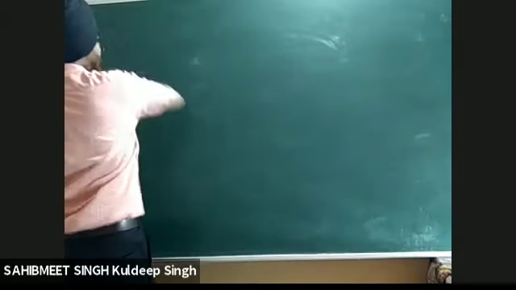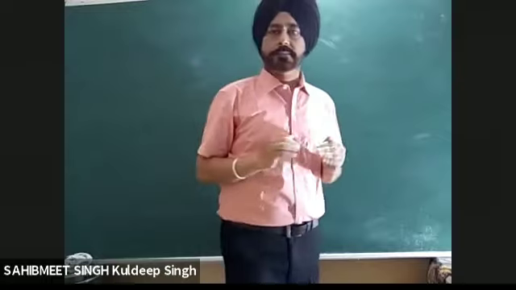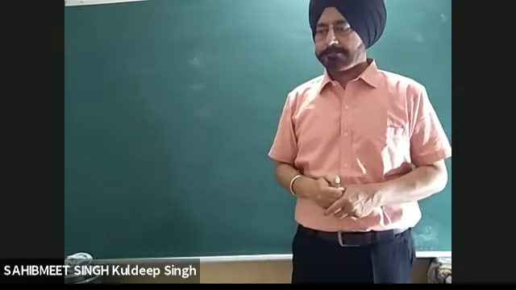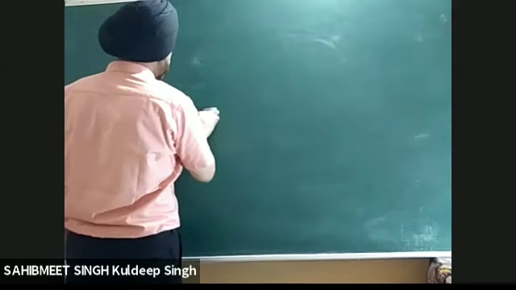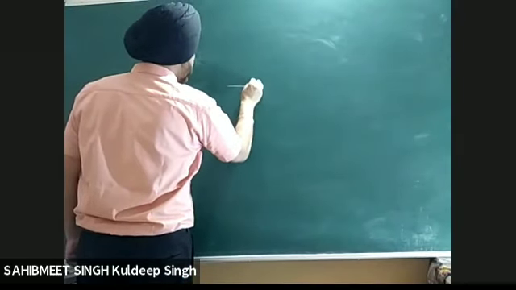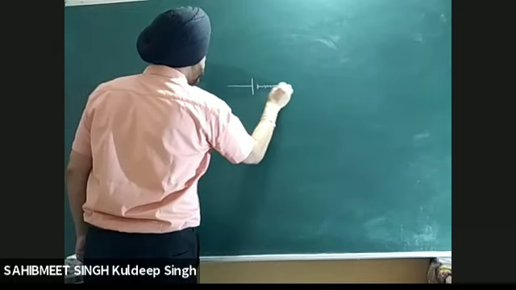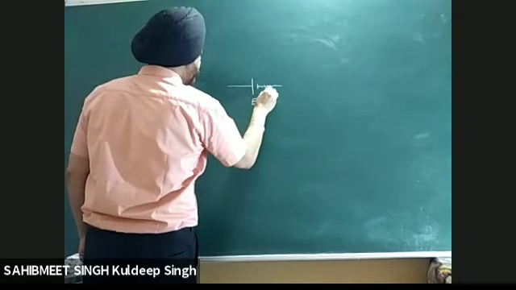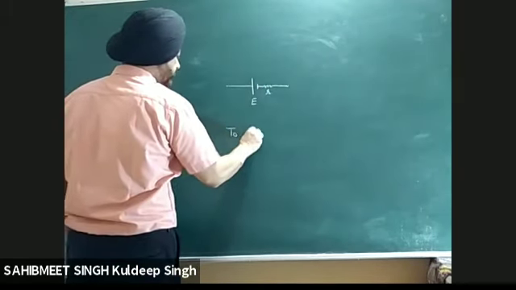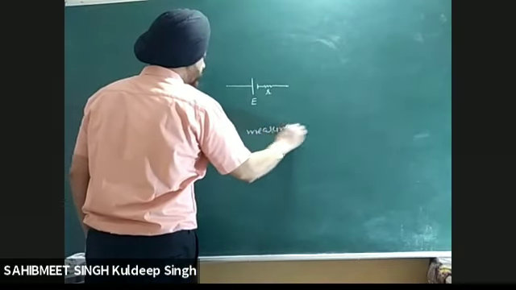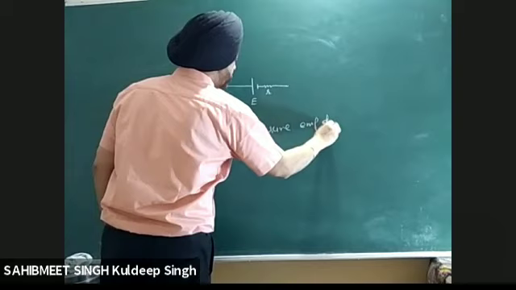And the last one mark question. The last one mark question is: why is the potentiometer preferred to measure the potential difference over the voltmeter? Voltmeter also measures the potential difference, but why is the potentiometer preferred? Let us say you want to measure the EMF of this cell. To measure the EMF of the cell.